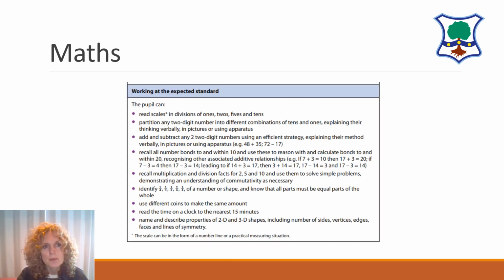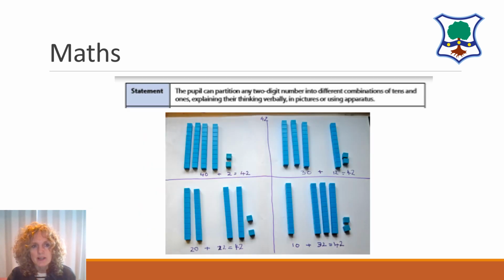So this is just a reminder of the TAFs, the Teacher Assessment Framework for working at the expected standard. So if we look at the second bullet point, where it says partition any 2-digit numbers into different combinations of 10s and 1s, explaining their thinking verbally, in pictures and using apparatus, the next slide will show you the sort of work that your children have been doing in order to achieve this TAF. So here we go.